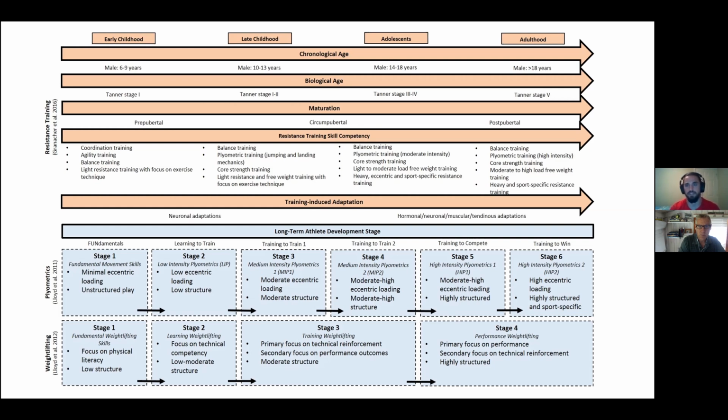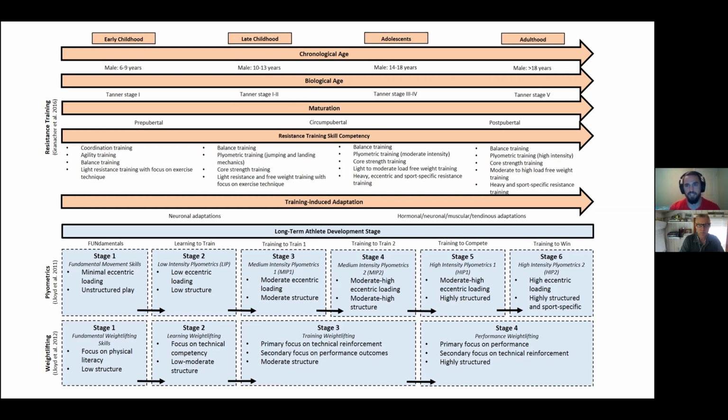So there are certain things that should always be part of an athlete's training, and then you can progress them, maybe the intensity or complexity of the exercise. But certain things, like stage 1 for plyometrics, let's say, minimal eccentric loading, unstructured play. So it's not like you're not doing any eccentric loading.